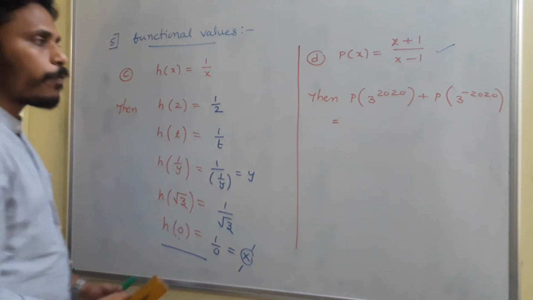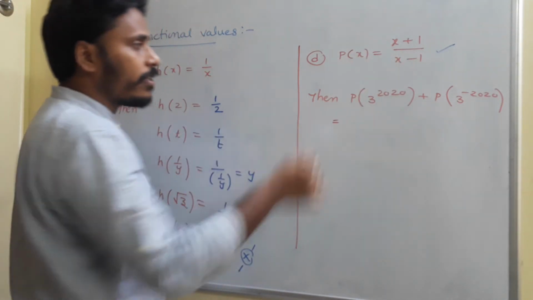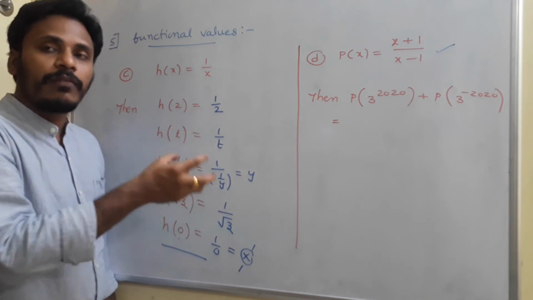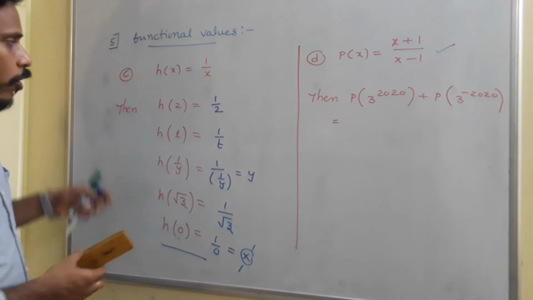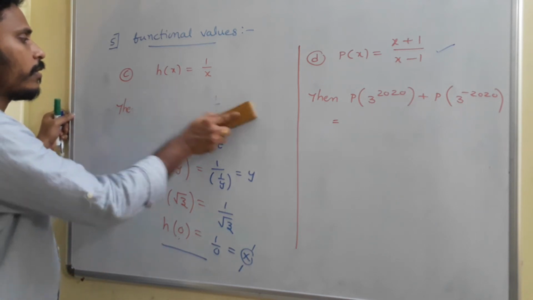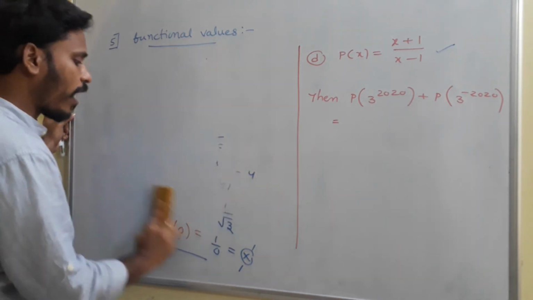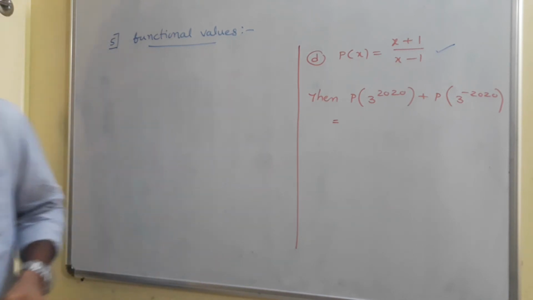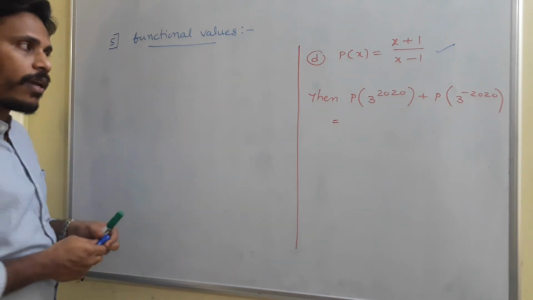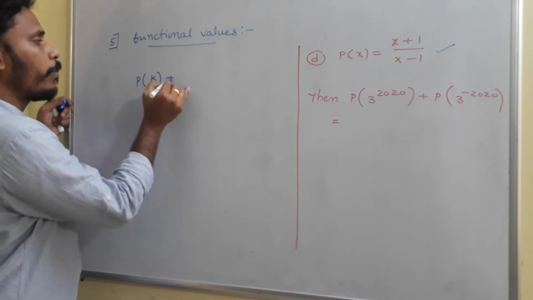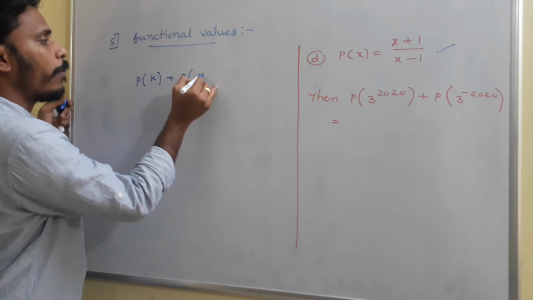For this problem, direct replacement of the number 3 power 2020 in the place of x will give you a somewhat lengthy calculation. To avoid this, I am erasing this. First of all, I will try to find, for some constant k, p of k plus p of k power minus 1.